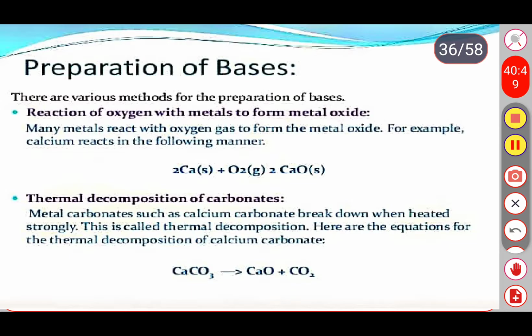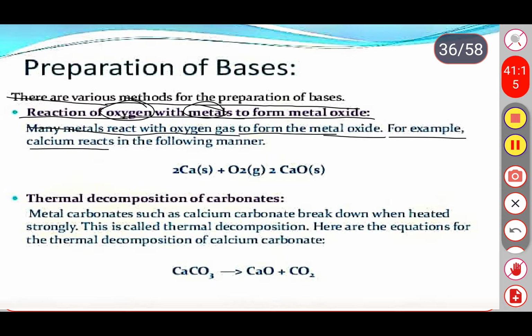The first one is the reaction of oxygen with metals to produce metal oxides. When oxygen reacts with a metal, it always produces a metal oxide. Many metals react with oxygen gas to form metal oxides. For example, calcium reacts with oxygen, it forms calcium oxide. So this is one type of preparation method of bases.